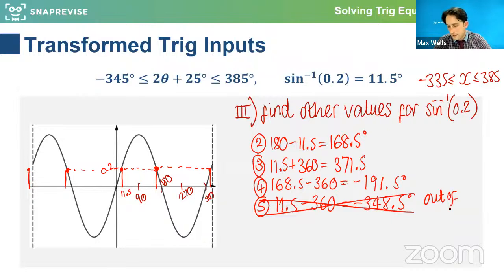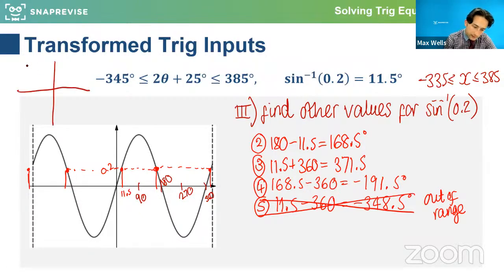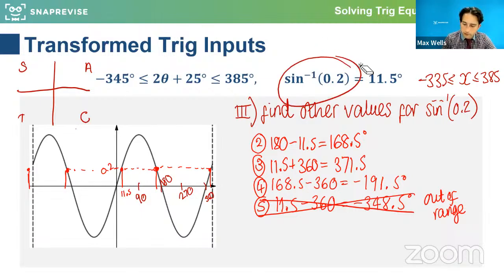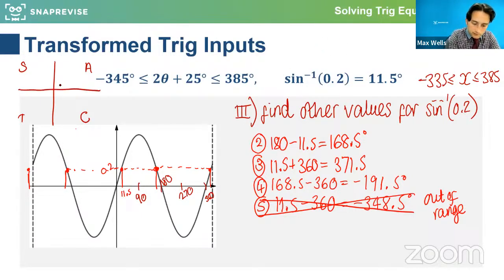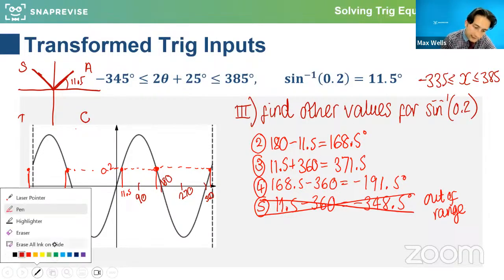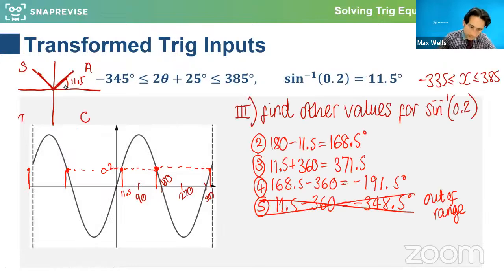Now this question isn't actually finished. But what I do want to show you on a cast diagram is what we would be solving. If I draw it up here, SATC, we're looking for sine being positive 0.2. Sine is positive here and here. So the principal value is 11.5, and it shows us that the next value would be 180 minus 11.5. So that one would be 168.5.